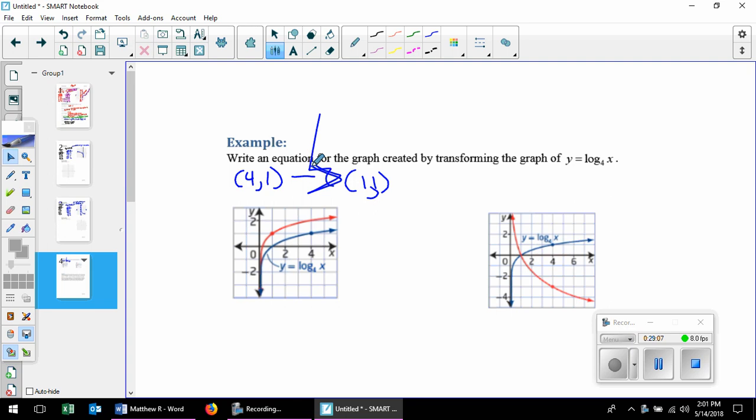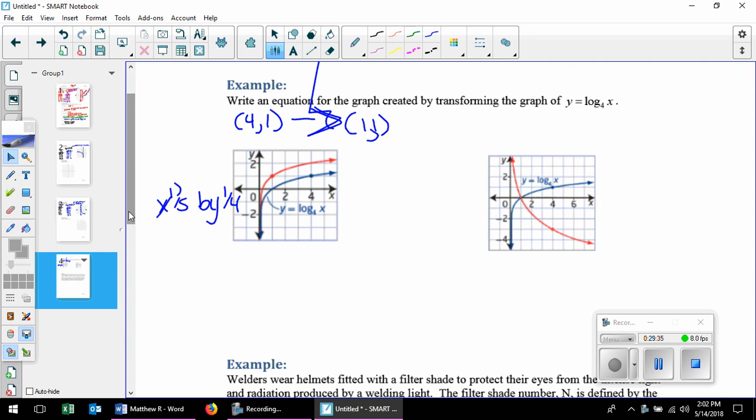Because my asymptote moved. So I know it's not a shift because we can see from this, it's got asymptotic behavior at x equals 0. If my asymptote moves, I know I'm dealing with a shift, but my asymptote didn't move, so it has to be a horizontal stretch. So we're taking our x's and multiplying them by 1/4. So what would we write as our transformation? It would be y equals log base 4 of 4x.